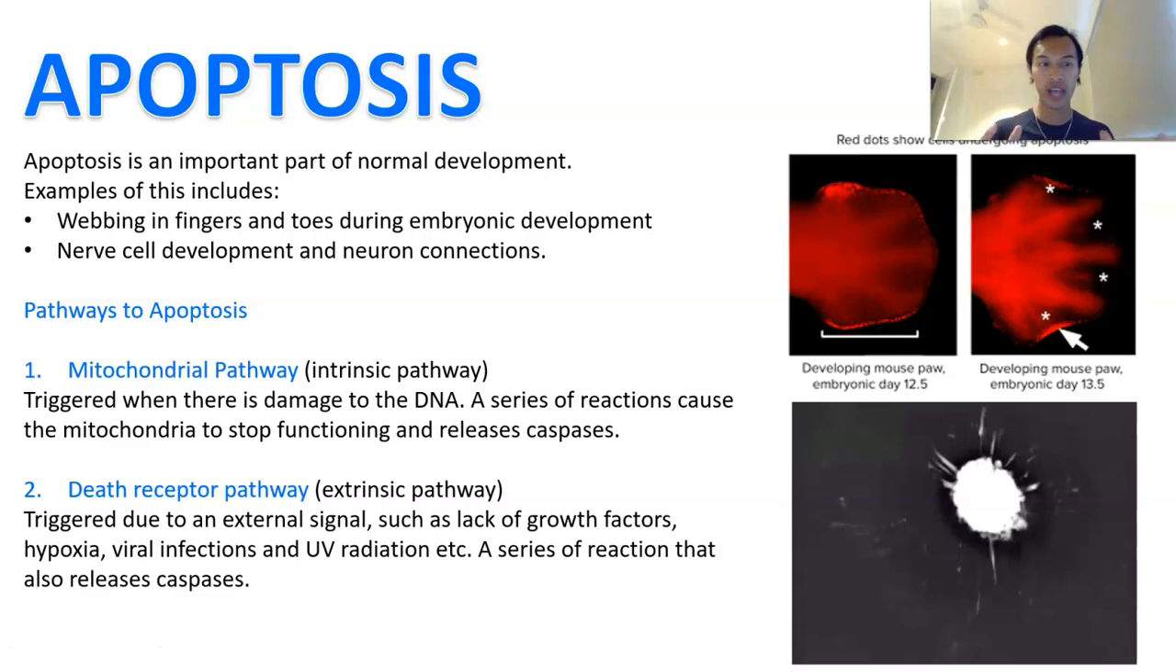The second pathway to apoptosis is through the death receptor pathway, which is extrinsic. It's triggered because there is an external signal outside of the cell. For example, there's a lack of growth factors. The cell goes through hypoxia. It doesn't have enough oxygen.